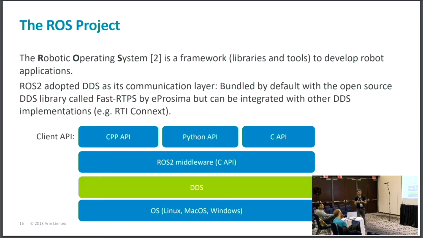So when you download the ROS project, it comes with an open source DDS implementation from eProsima. It's called Fast-RTPS. But there are still other implementations. For example, RTI, which I mentioned on the slide, is a commercial library, and you can just swap them if you have the license or any specific needs.